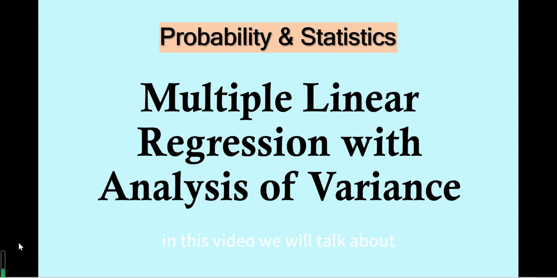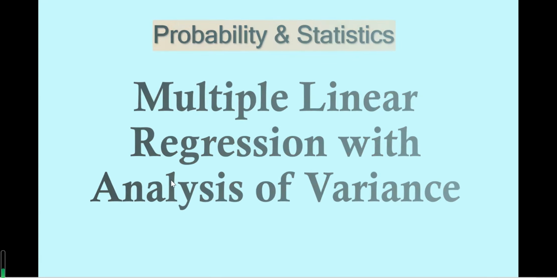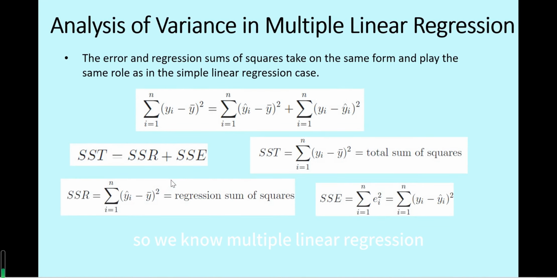In this video, we will talk about multiple linear regression using the analysis of variance, or ANOVA, approach. We know multiple linear regression means there is more than one independent variable used to estimate or predict one response variable y. The notations used in multiple linear regression are the same as in simple linear regression.